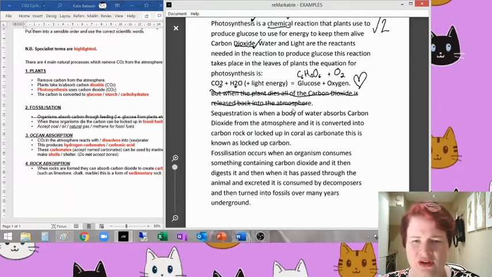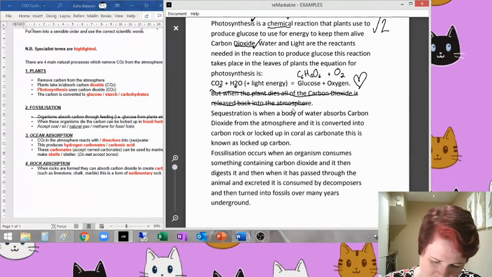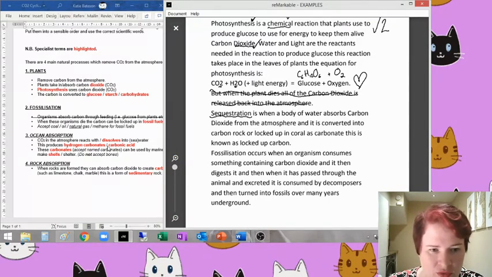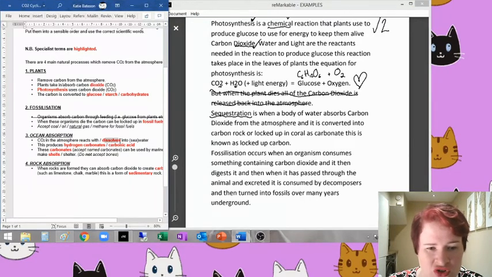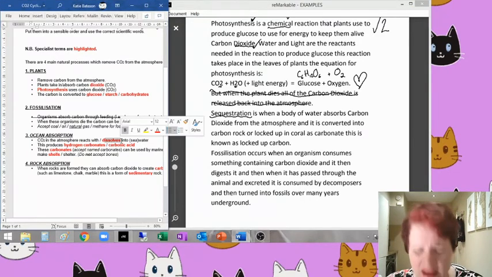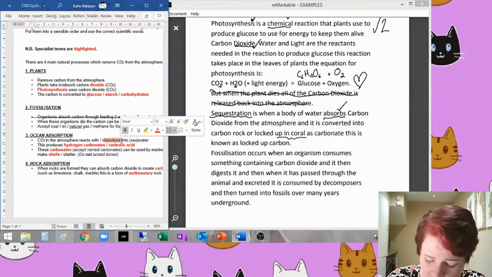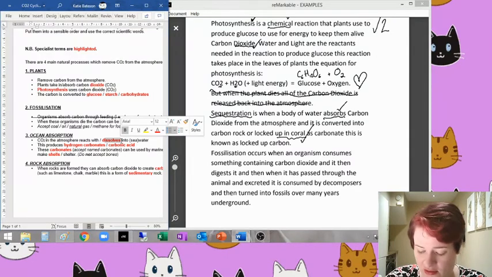Okay, let's see if they've got another process. They have given another process here and they've used the scientific language there, so I'm liking this already. We have to use the word dissolves, absorbs. I'm happy that that's a similar thing. So yeah, definitely got the second mark. Definitely got the scientific language mark there. It's converted into carbon rock or locked up carbon. Yeah, so they've talked about it going into coral. I'm happy they've got mark three and mark number four there.